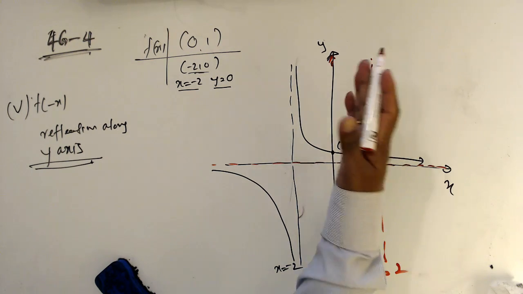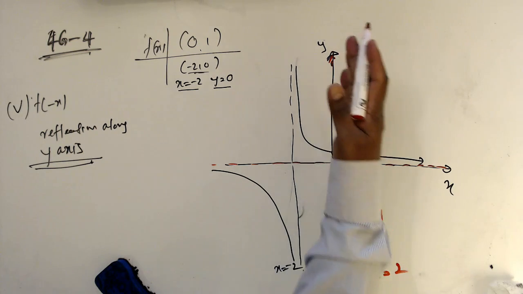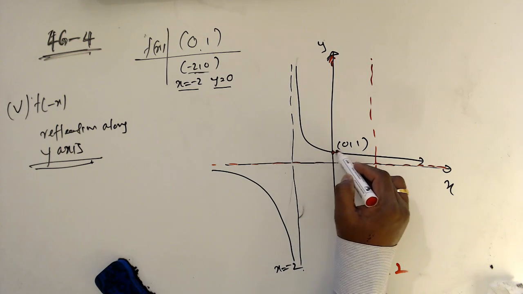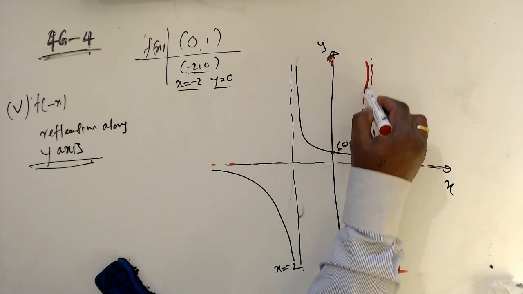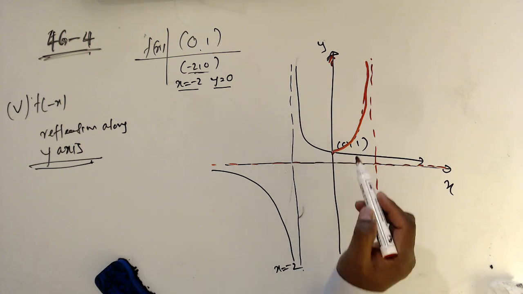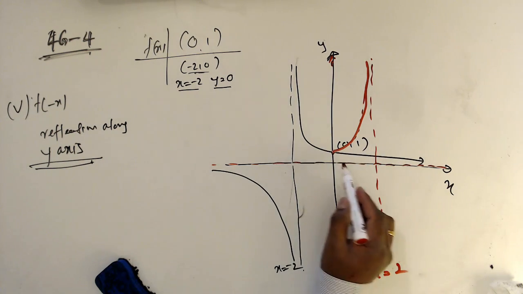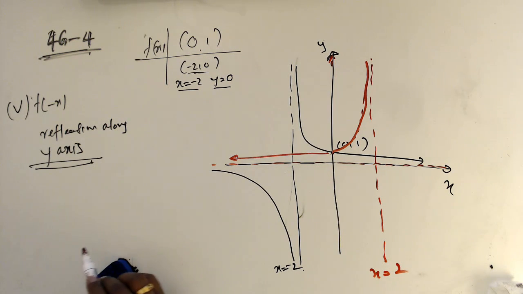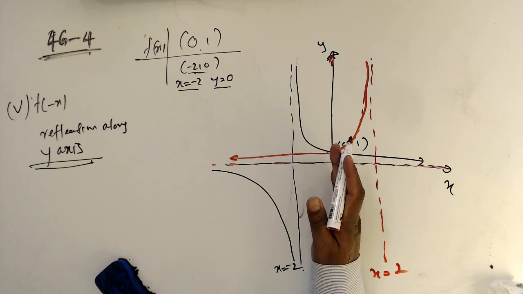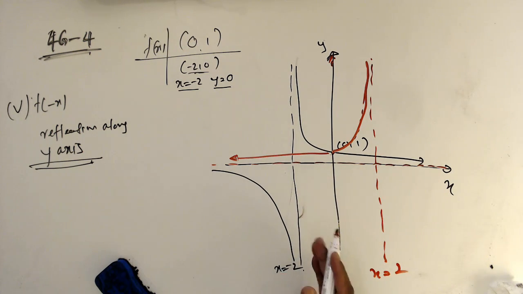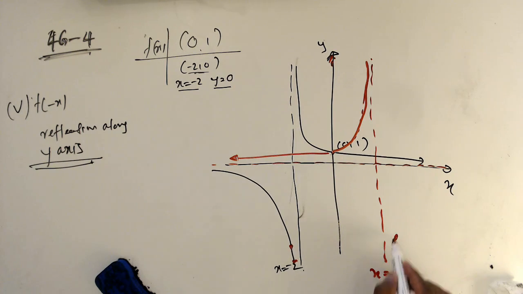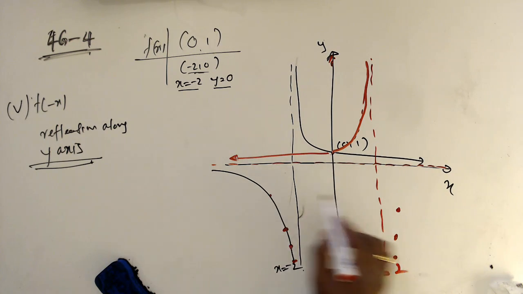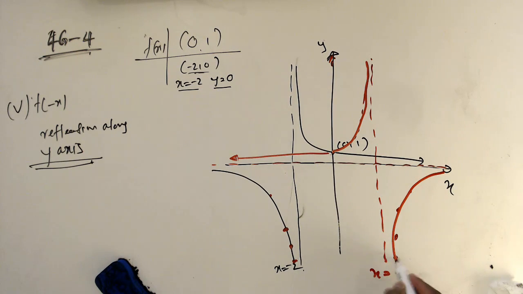Now, if you keep a mirror here, this part is going to be like this. And if you keep the mirror this side, this part is going to be like this. Now, the mirror is here. Then we have x equals 2. Then this point is going to be here, this point is going to be here, this point is going to be here. Likewise, so this is the graph.